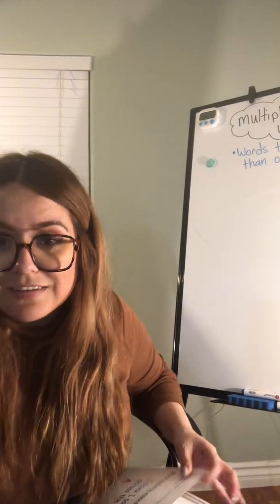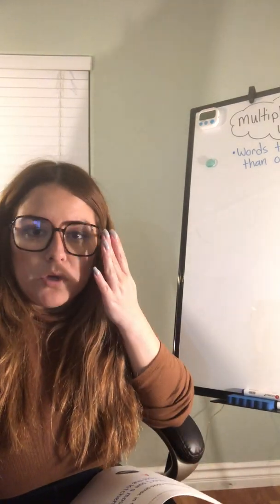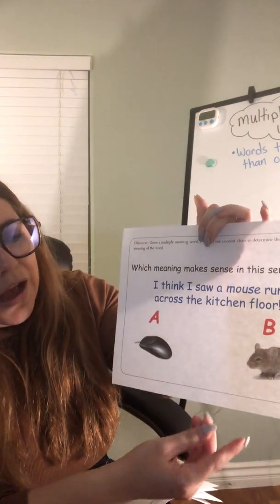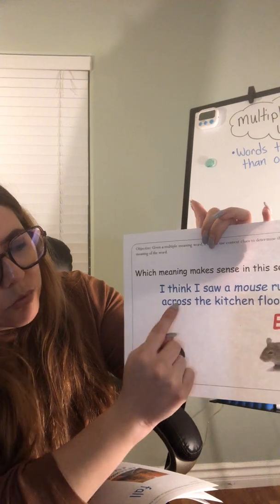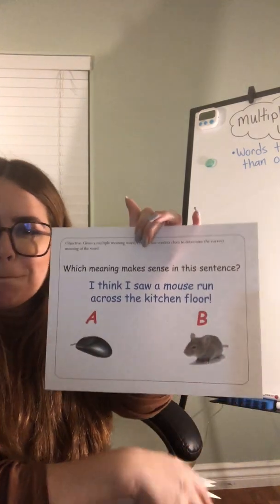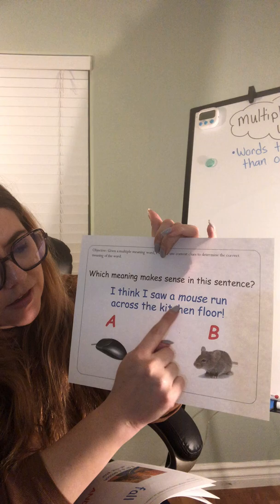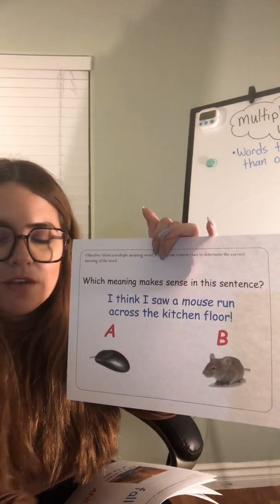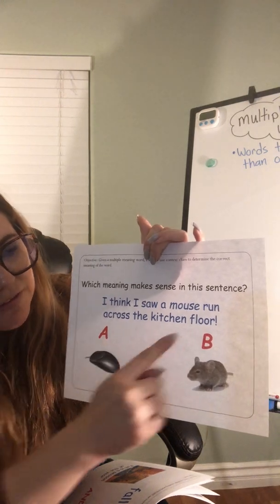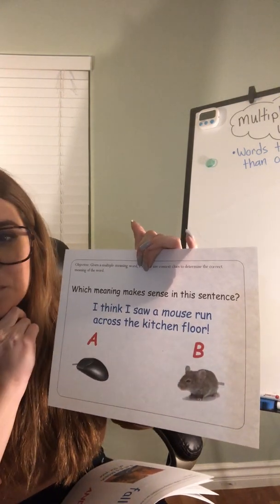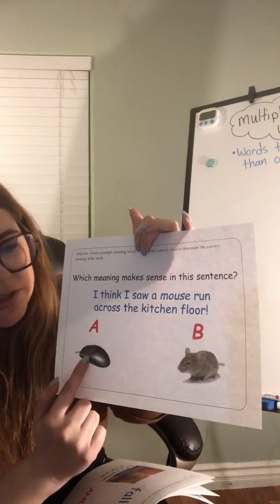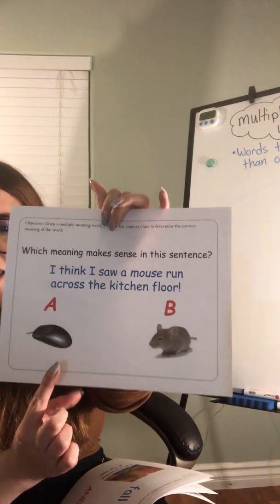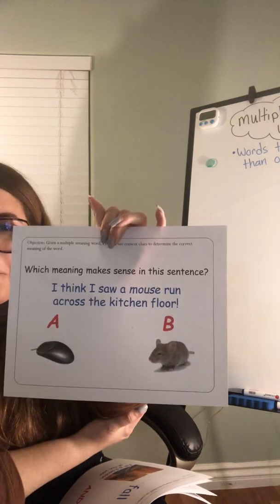So now I'm going to read a sentence to you, and you're going to tell me which mouse is correct. I think I saw a mouse run across the kitchen floor. So we have to use some clues from our sentence. I see that it says run. Which one of these two can run? A or B? Which mouse is correct? A or B? Tell me.